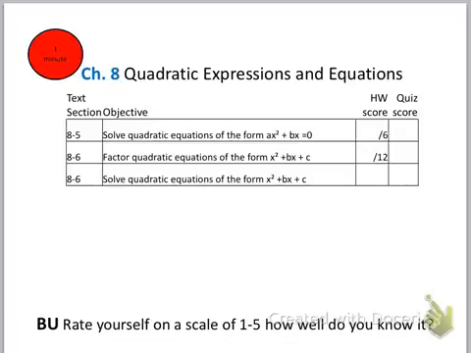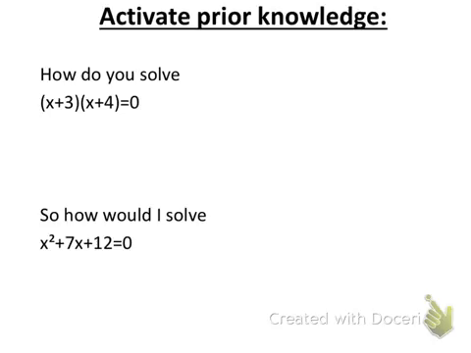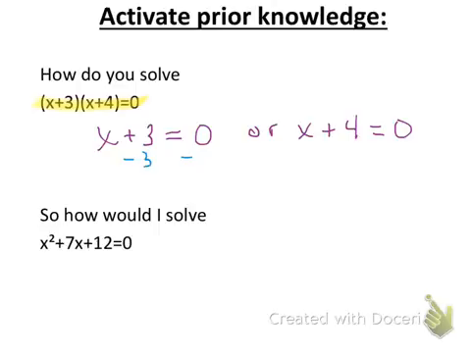All right, ladies and gentlemen, moving on to our second topic with factoring. We're going to talk about solving quadratic equations in that same format. So let's look at a problem here. Remember that in order to solve (x + 3)(x + 4) = 0, we would use the zero product property. We would say x + 3 = 0, or x + 4 = 0. And then we would solve both equations.